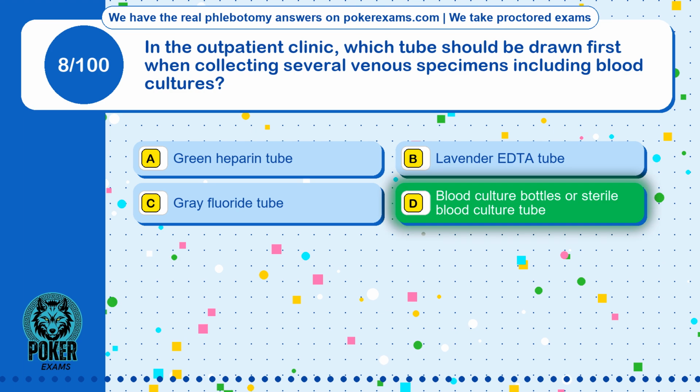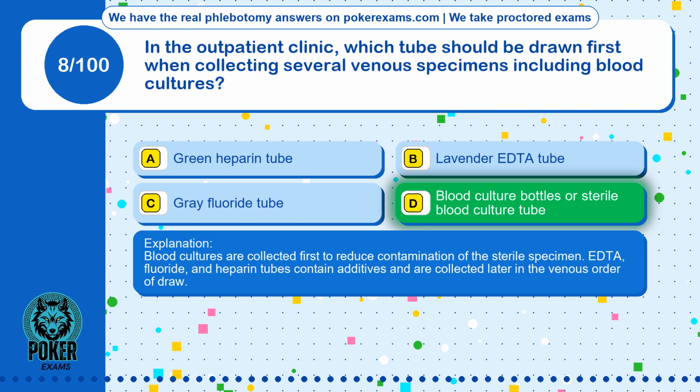The correct answer is option D. Blood culture bottles or sterile blood culture tube. Blood cultures are collected first to reduce contamination of the sterile specimen. EDTA, fluoride, and heparin tubes contain additives and are collected later in the venous order of draw.